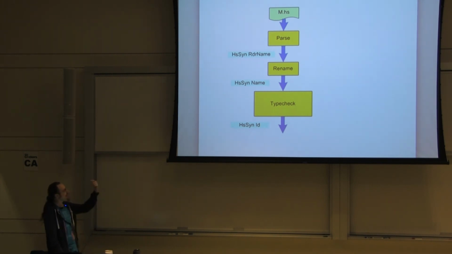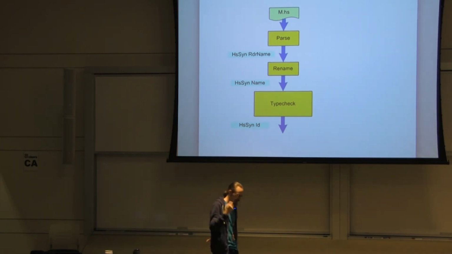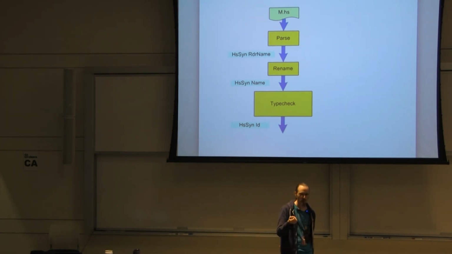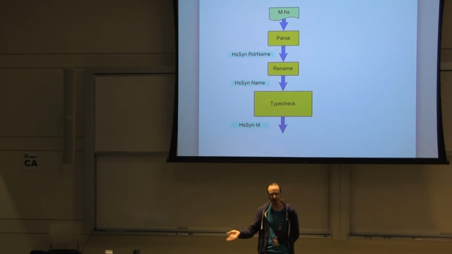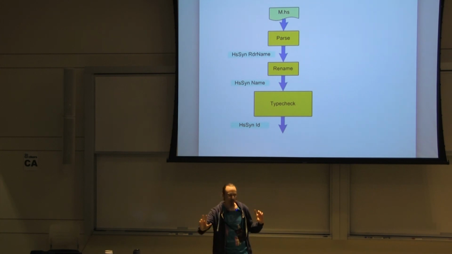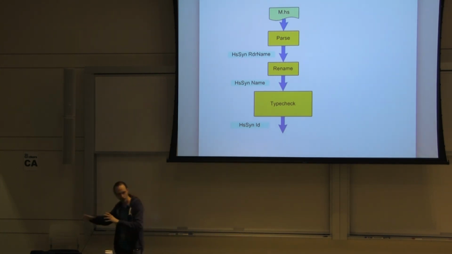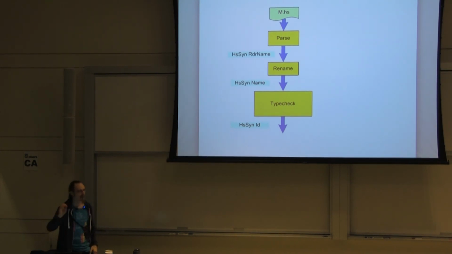So the HsSyn, which you see here, is the AST. And in each phase, you have a different main identifier. In the first phase, it's the RdrName, which stands for reader name, which is what you read in. Then you pass that to the renamer. The renamer converts it into a Name, which is a referencing name that actually points to a piece of source code, which specifies what exactly this is. And then you run it into the type checker.